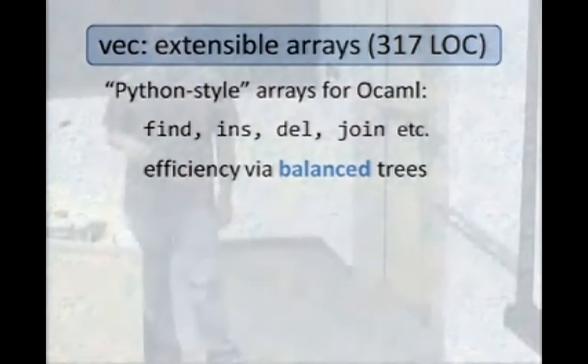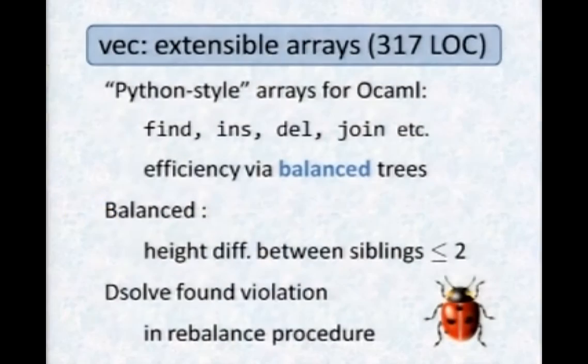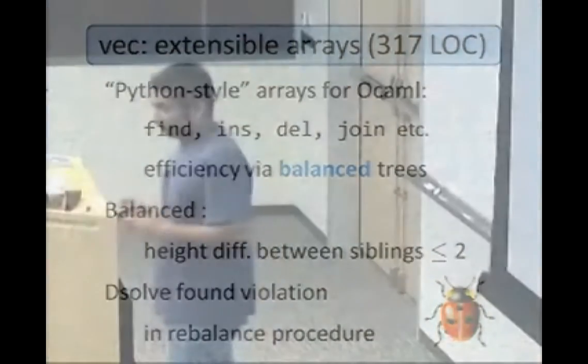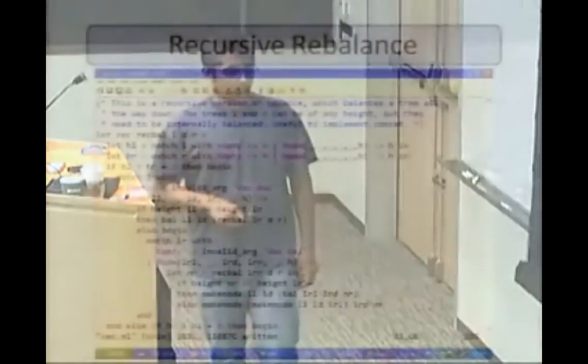So it's this functional version of Python-style arrays for OCaml. It has find, insert, delete, etc., all implemented via balanced trees. And balanced means that the height difference between two siblings at each point must be less than 2. And we actually found an interesting violation. Of course, when I say we found, what it really means is that the tool said, look, buddy, this does not type check. The trees are not balanced. And then you have to scratch your head and figure out, well, is it a bug in the inference engine or is it a bug in the program? And surprisingly often, it's actually a bug in the program. And in this case, we found the bug.